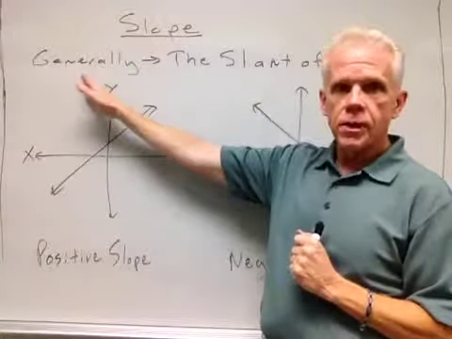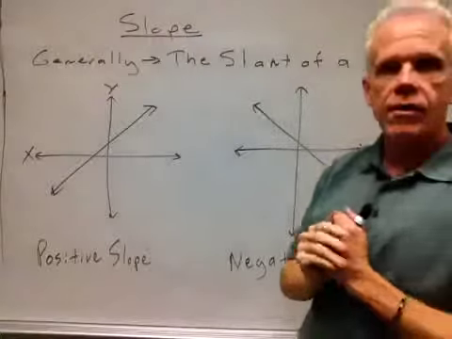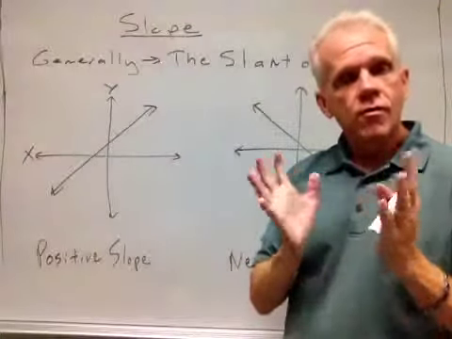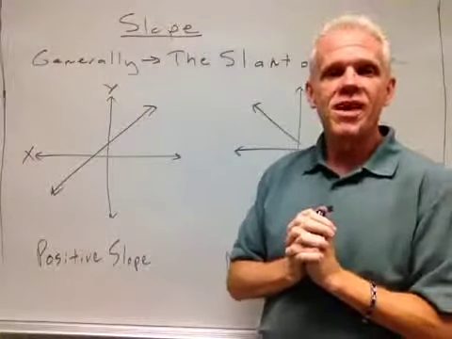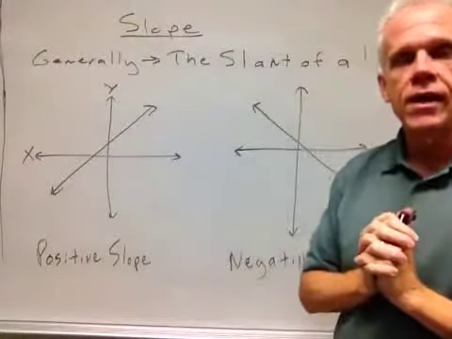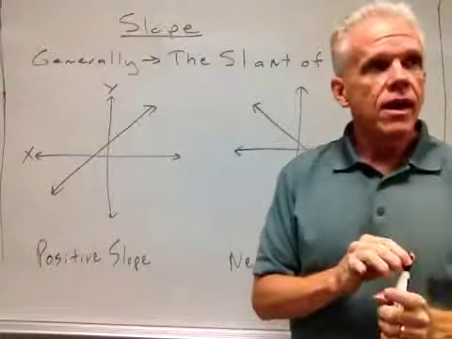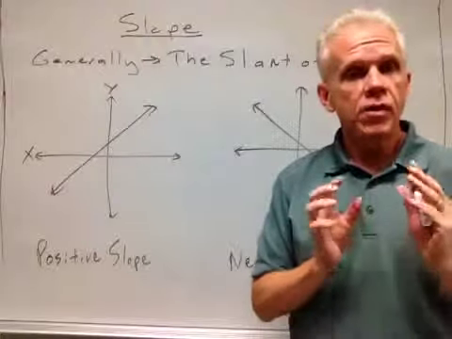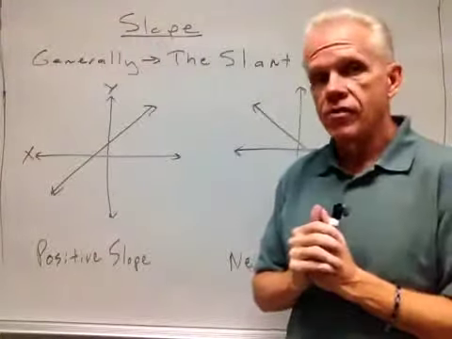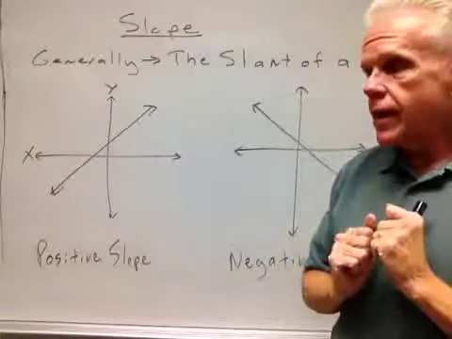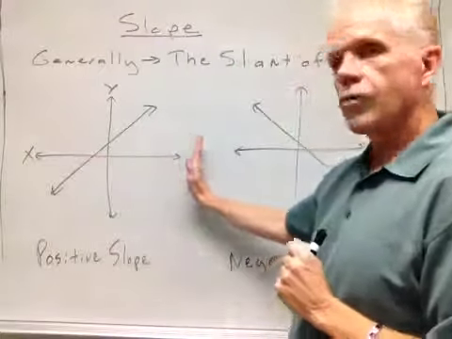Slope, generally speaking, is the slant of a line. The slant of a line. That's what we mean by slope from a general perspective. We'll become a little more specific in a few minutes and talk about how we can quantify a slope, or how we can assign a number to a slope so we can know specifically what a slope is. But generally speaking, we're looking at how a line slants. All right? And we want to look at how a line slants as we look at it from the left to the right.